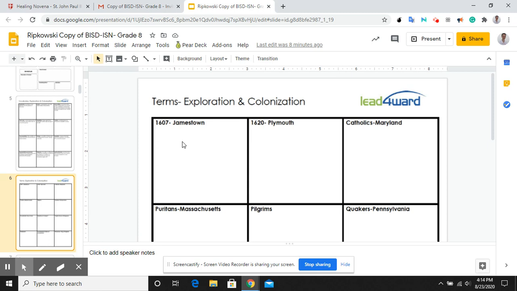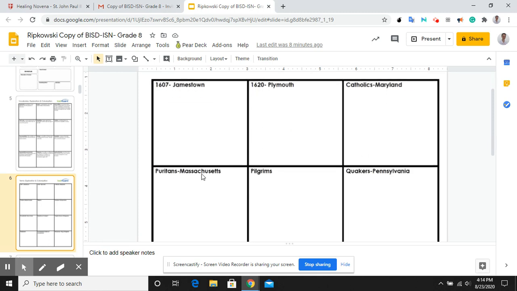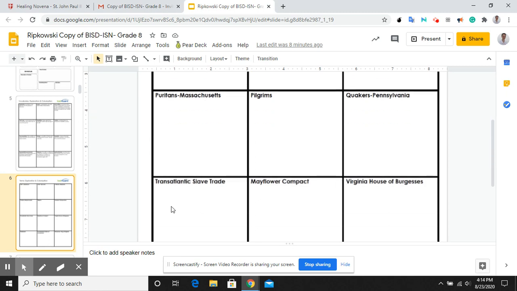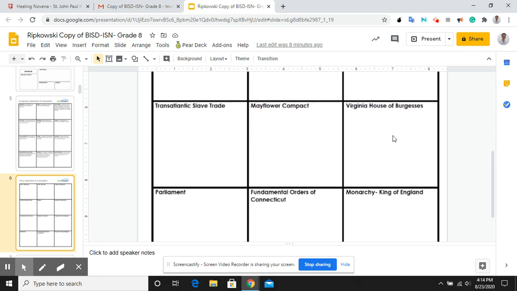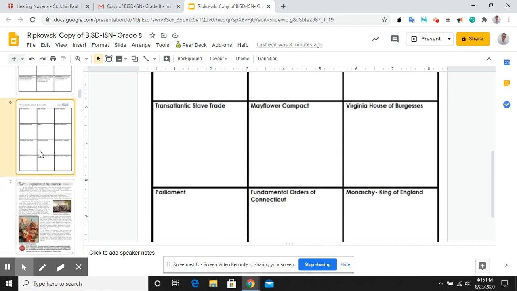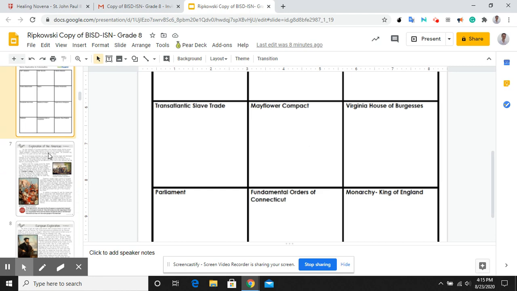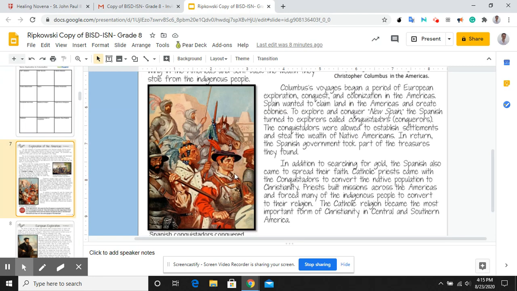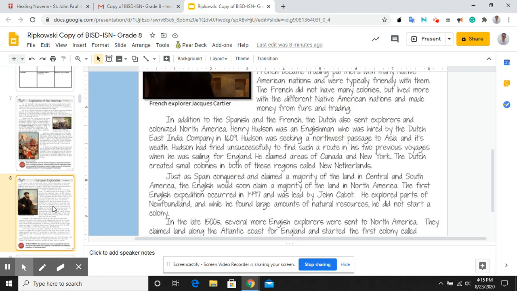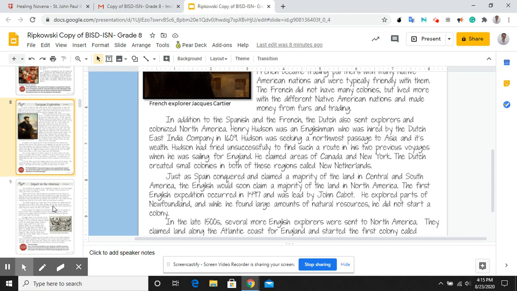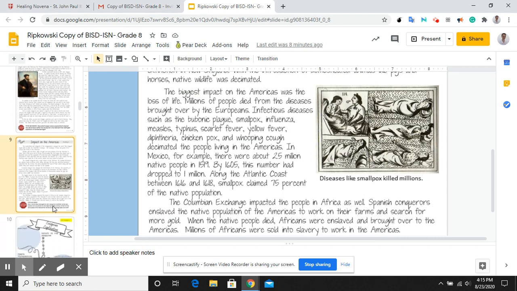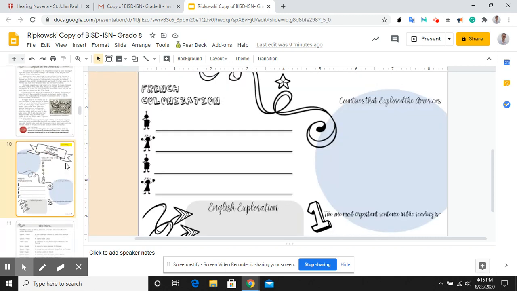So we will insert a text box. So when we come to Jamestown, Plymouth, the Catholics, the Puritans, Pilgrims, Quakers, transatlantic slave trade, all of this, we're going to add our own definition to this. And then this is what the remainder of our notebook is going to look like. So this is some of the assignments that we're going to do, and how it looks.